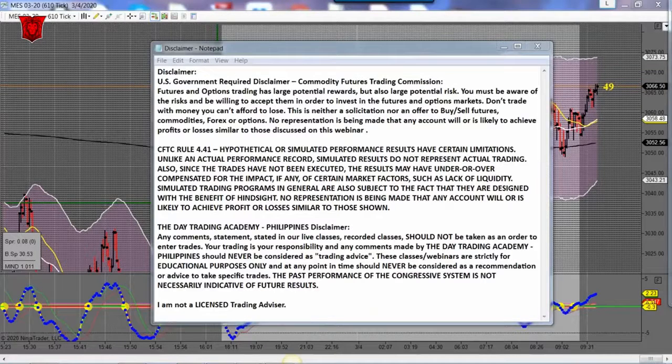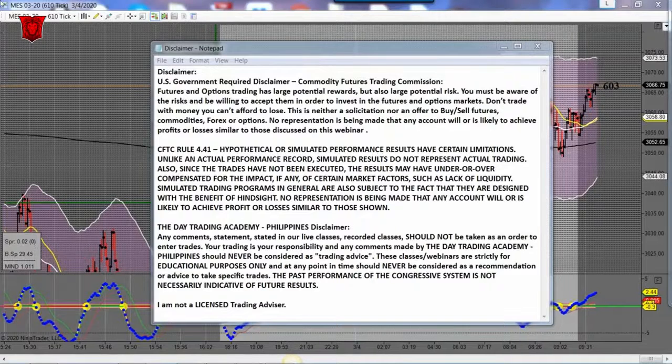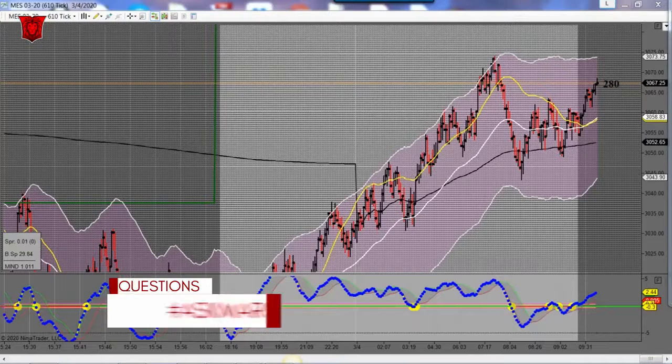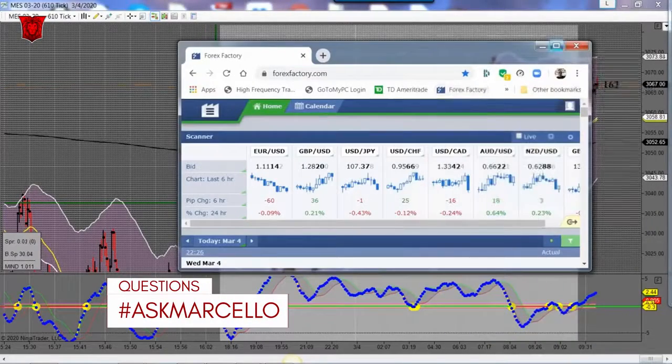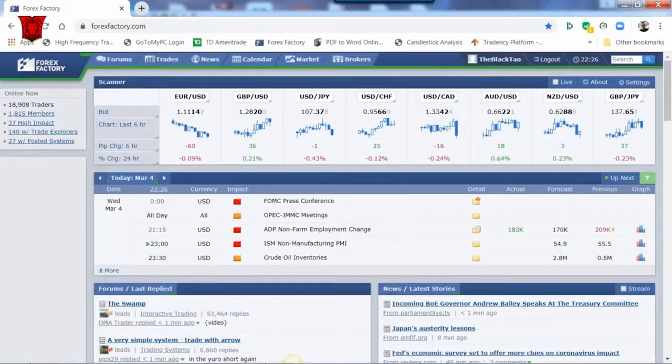In terms of economic news, let's see if I can get it over here. My mouse is kind of acting weird. It's right here, in terms of economic news. And there you have it. We had the FOMC, which was yesterday. We have OPEC meetings going on right now. We had the ADP non-farm employment change. We have the ISM non-manufacturing PMI coming up, a red folder, around 11 p.m. here in the Philippines. Other than that, I don't expect anything else.